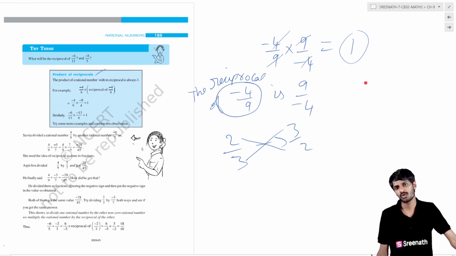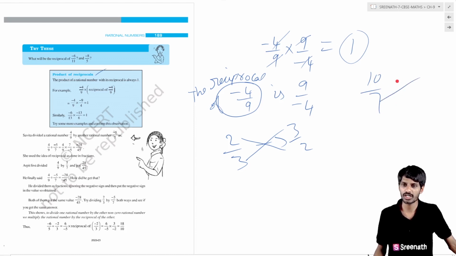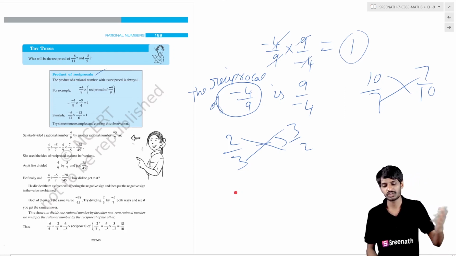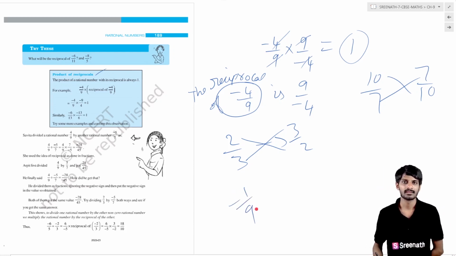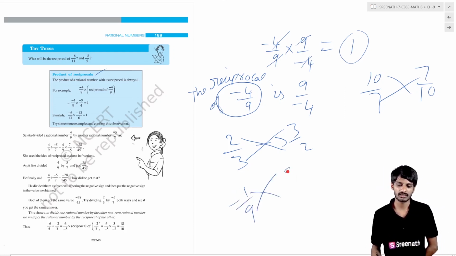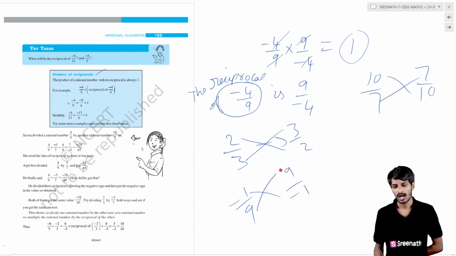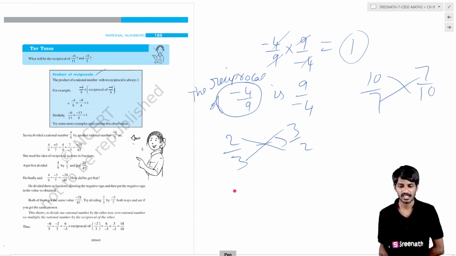And another thing, now tell me the reciprocal of 10 by 7. Very simple. You have to interchange: 7 by 10. What is the reciprocal of minus 1 by 9? It is very simple. Interchanging, 9 by minus 1. So I think you are able to understand what a reciprocal is.